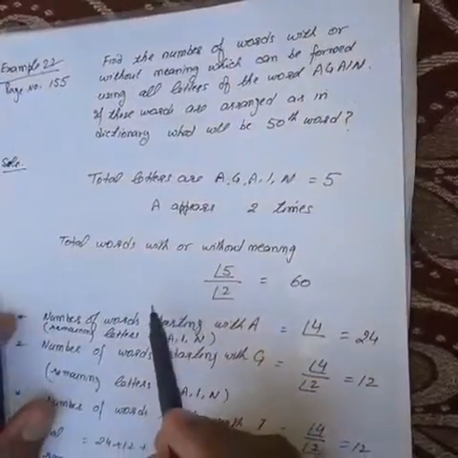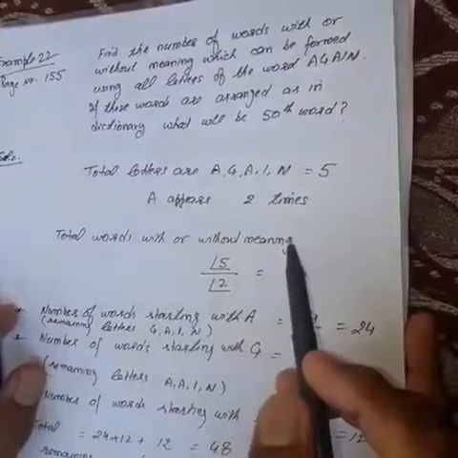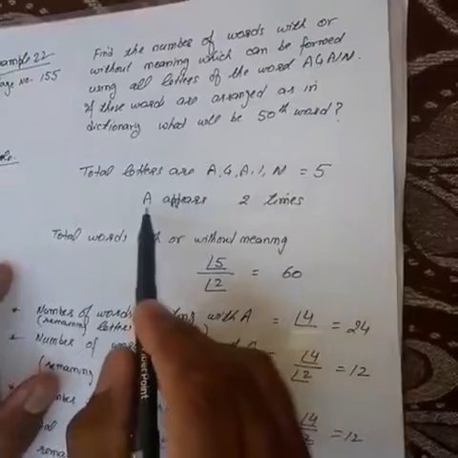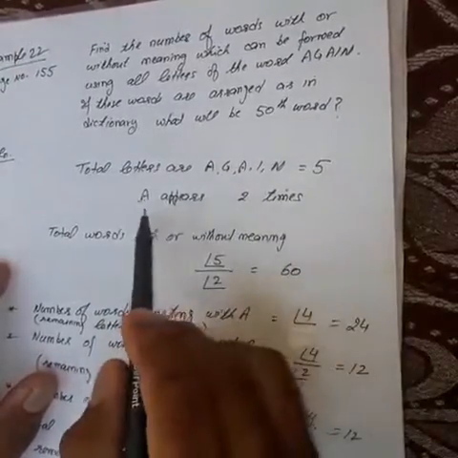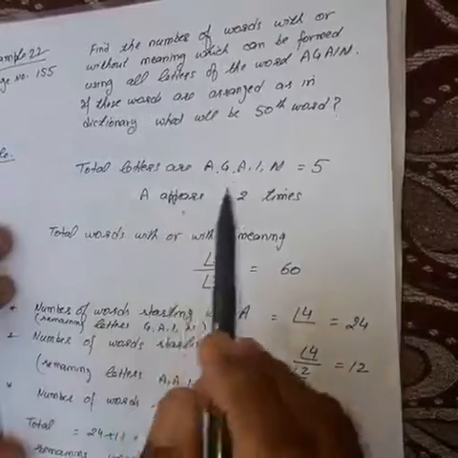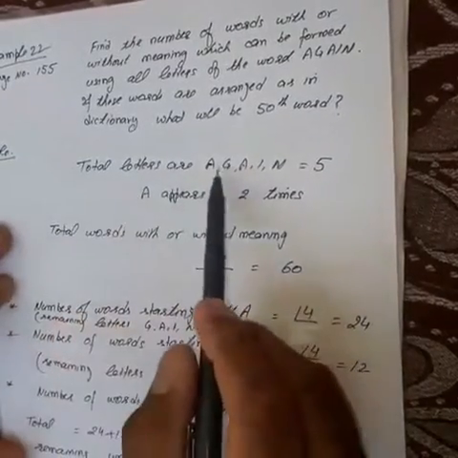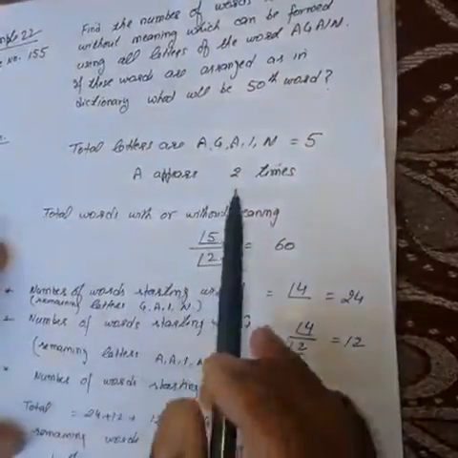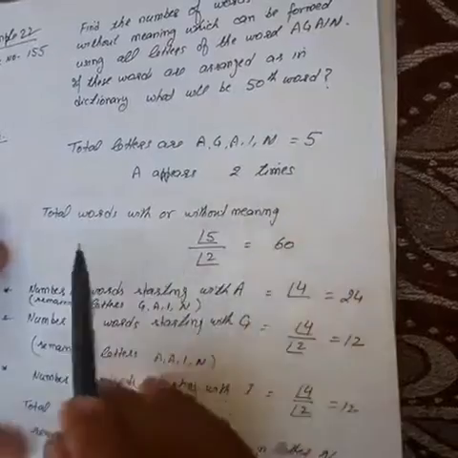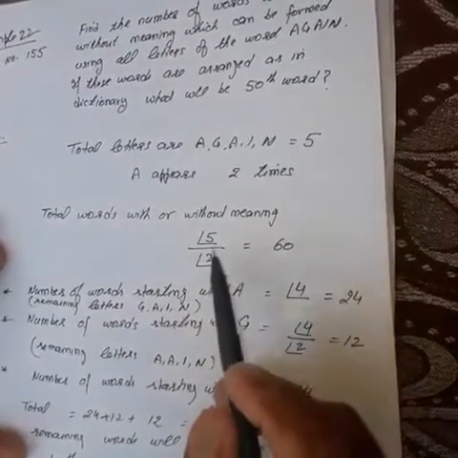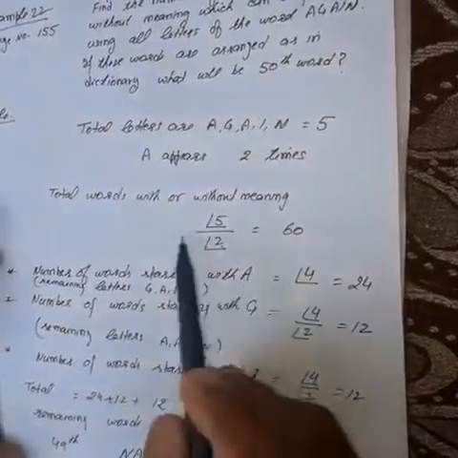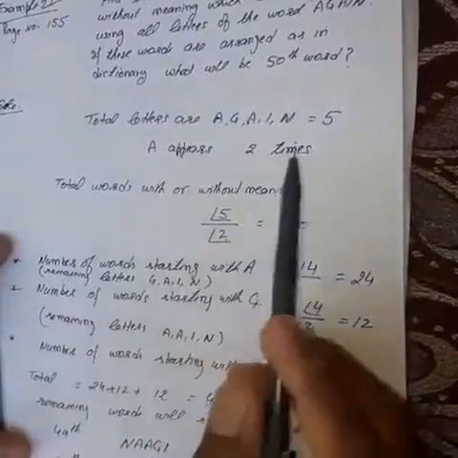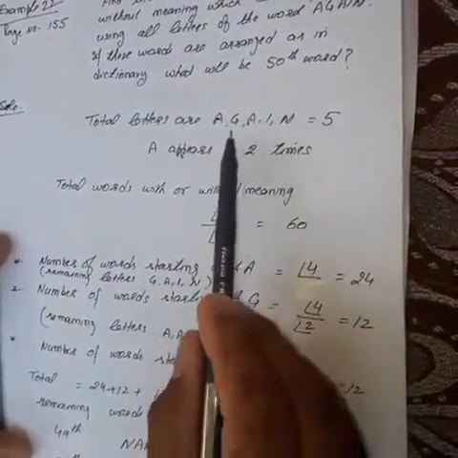So now first of all find out the total words with or without meaning. You write details: total letters are 5. Out of 5, A appears 2 times, so it is the case of repeated permutations. To form the word, these letters should be arranged in a line, so it is permutation with repetition. So total words formed will be 5 factorial upon 2 factorial, and after solution it comes to be 60. So 60 possible words with or without meaning can be formed using the letters of AGAIN.